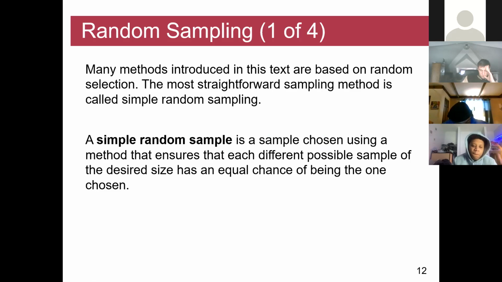Type number 1 is called a simple random sample. Sometimes, and you may want to write this down, it's called SRS, for simple random sample. So if you see SRS, you know it means simple random sample. Now, it's a sample chosen using a method that ensures that each different possible sample of the desired size, and when we say size, we mean the number of people in the sample, has an equal chance of being the one chosen. Now, what does that mean?